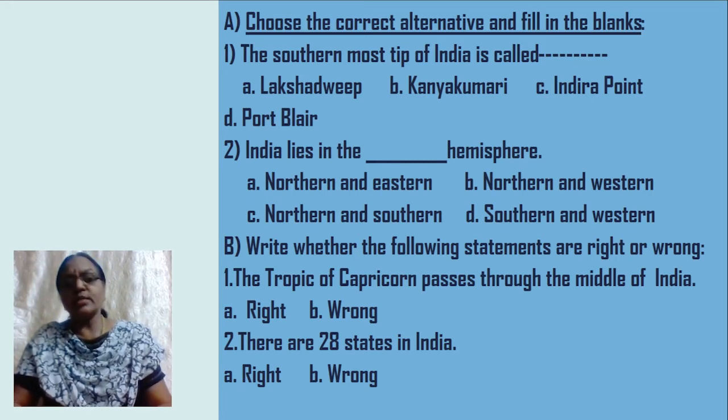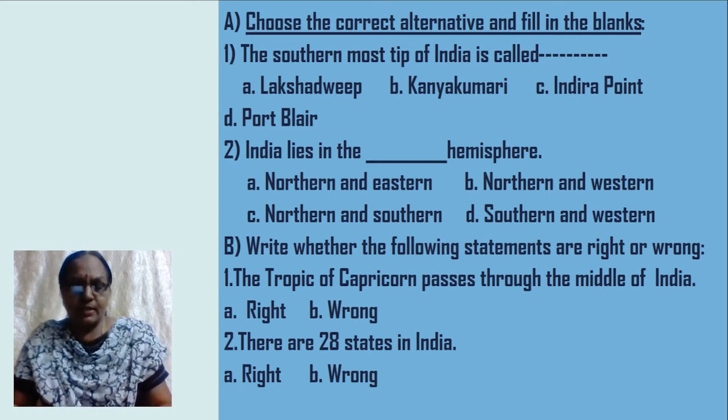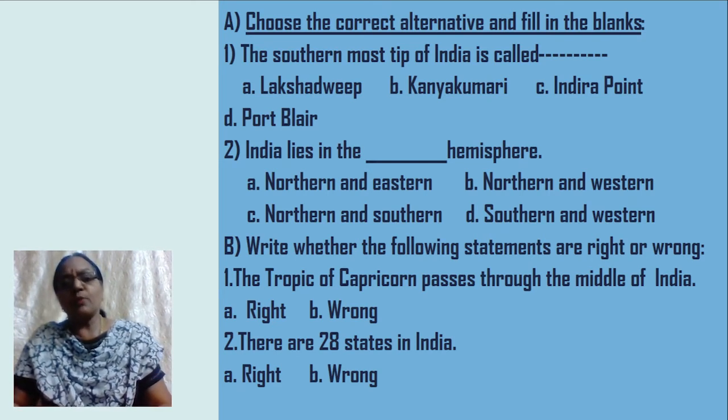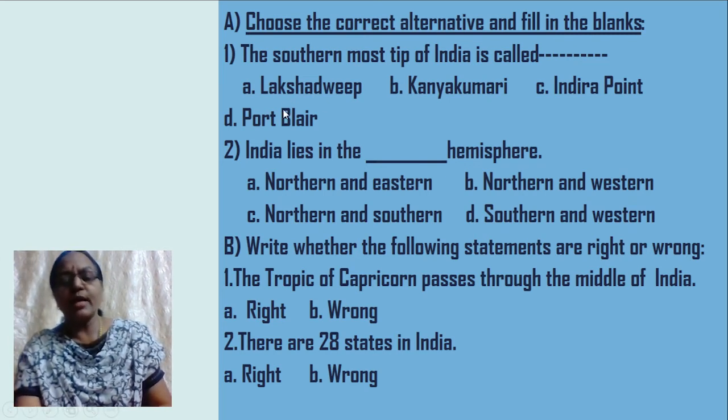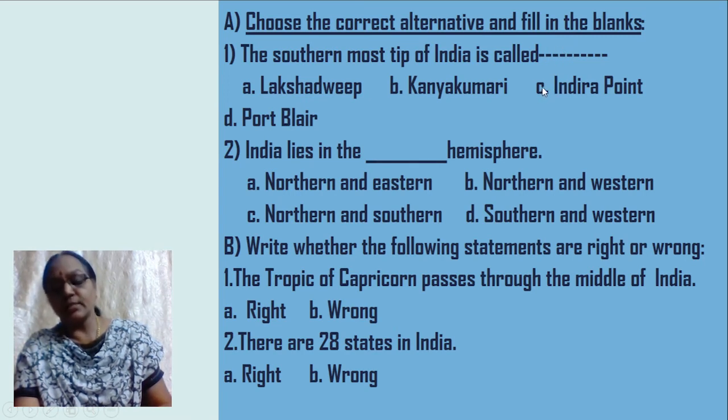Now, look at this. Choose the correct alternative and fill in the blanks. The southernmost tip of India is called, we have four options here: Lakshadweep, Kanyakumari, Indira Point, Port Blair. We just did that. It is Indira Point. So the answer is, the southernmost tip of India is called Indira Point. You don't have to write in the blank. You are just going to click the right answer, children. Is that clear?